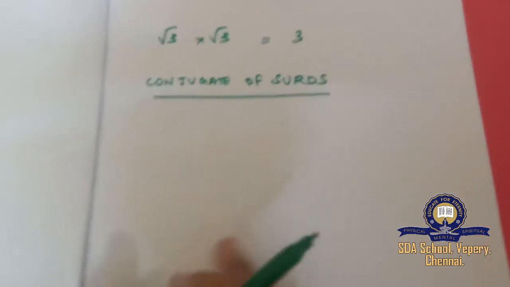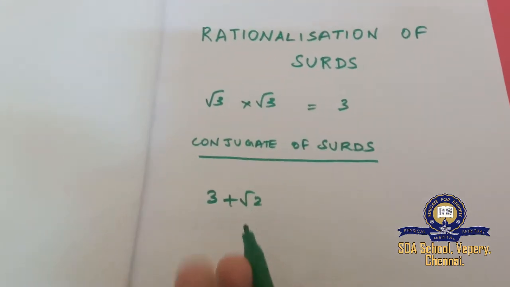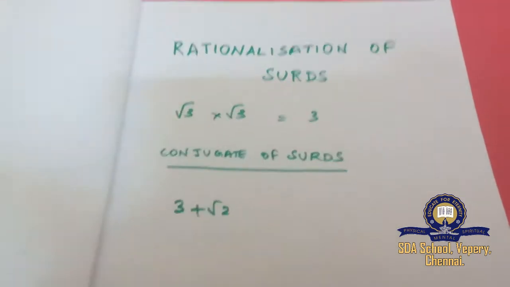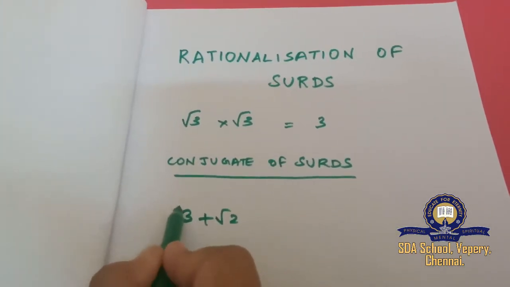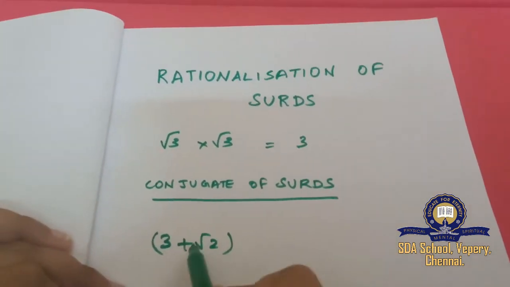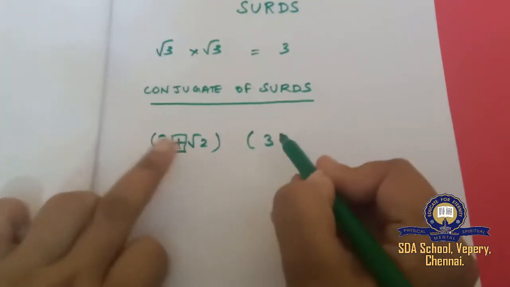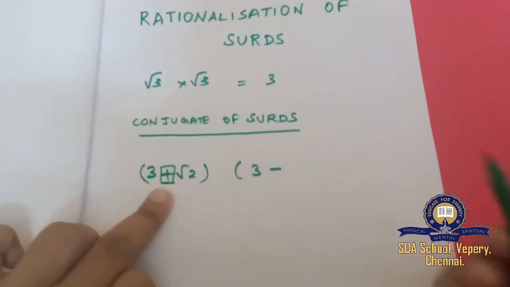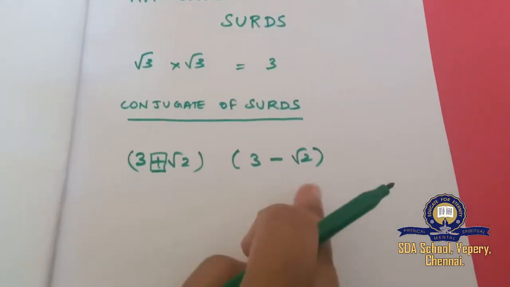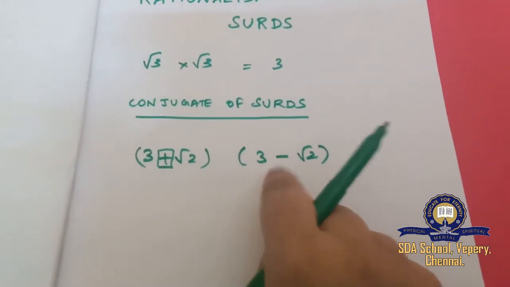Conjugate of surds. For example, if there is 3 plus root 2 given to you, is it easy for you all to guess what will be the rationalizing factor? No, isn't it? So there is a method. See, there is 3 plus root 2 given to you. Now you have to only change the sign of this. You have to write 3 as it is, and only change the sign of the root 2, so 3 minus root 2. That's it. Now this is the rationalizing factor of 3 plus root 2. The rationalizing factor is 3 minus root 2.